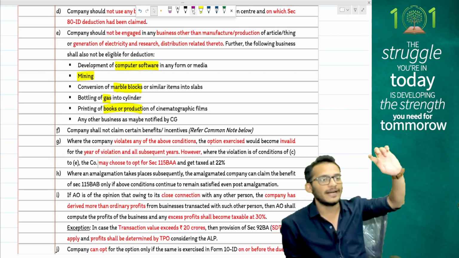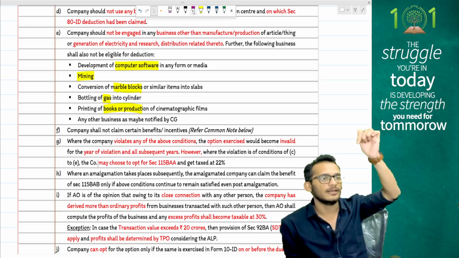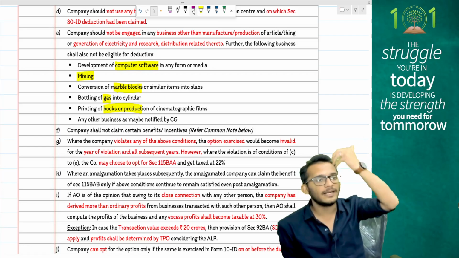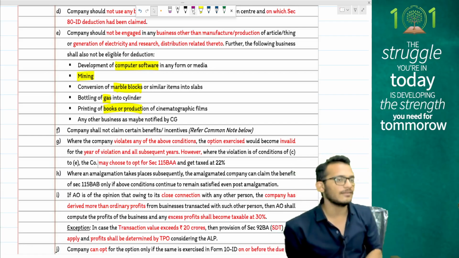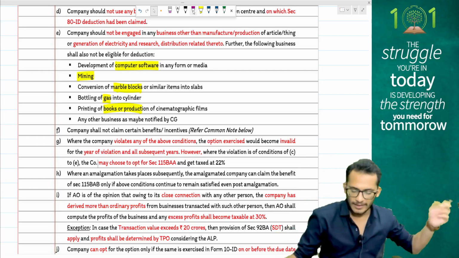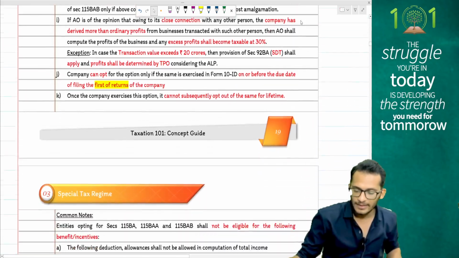A person who is denied 115BAB can choose 115BAA. A person who is denied 115BAA cannot choose anything. Will directly go to normal tax rates. That is what the rules are. Yes, that is what it is.